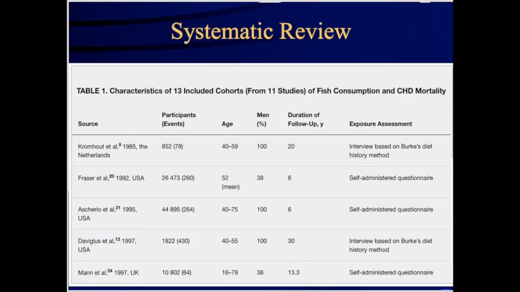The same study provides us with a systematic review and lists out the characteristics of the 13 included prospective cohorts in which the meta-analysis is based. So you can see here the source or the citation. You can see how many participants were in the study, the age, the percent of men versus women, the duration or follow-up, and the exposure assessment. A good systematic review will always have a chart or table that includes information about each individual study included in that review.